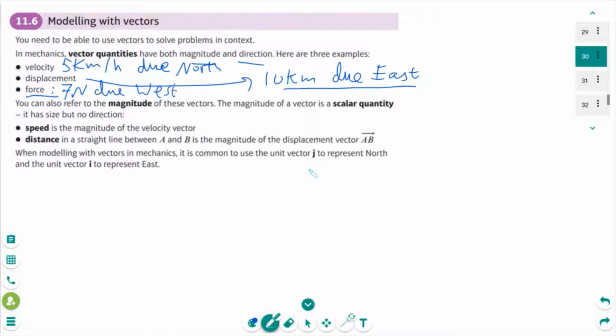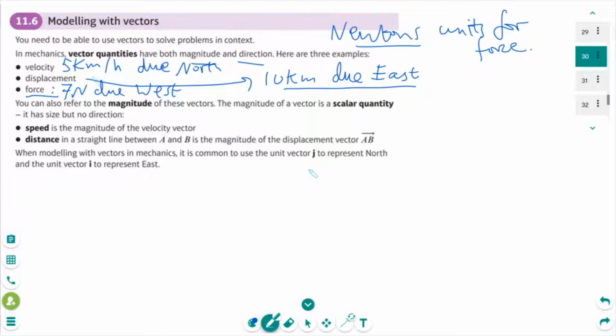I think tomorrow when we start mechanics, newtons is the unit for measuring force. Magnitude is called scalar quantity. So the 10 kilometers is a scalar, 7 is a scalar, 5 is a scalar. So a scalar quantity is just an ordinary number.